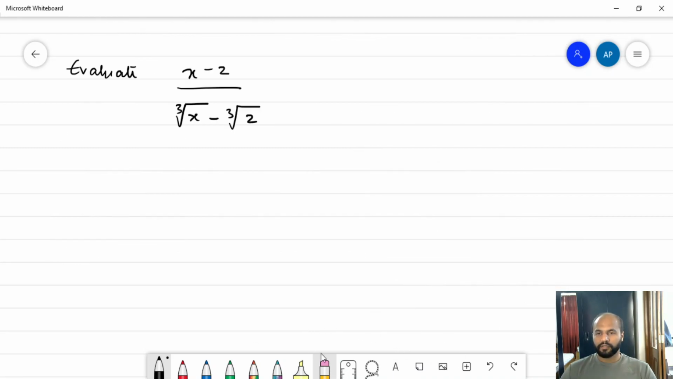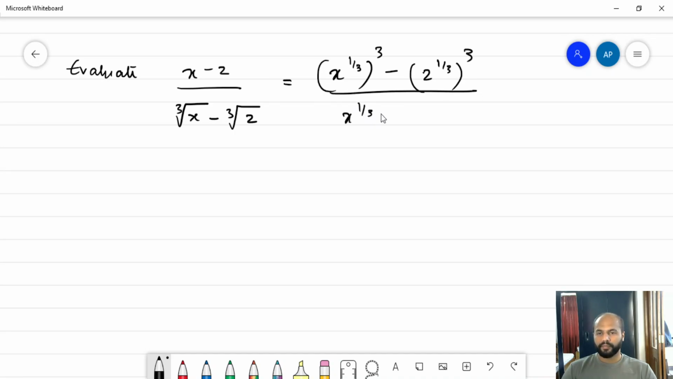Let's take another example. This time it's slightly different, wherein it is x minus 2 by cube root of x minus cube root of 2. Now if this is given, what we can do is we can write x as x raised to 1 by 3 cube minus 2 raised to 1 by 3 cube divided by x raised to 1 by 3 minus 2 raised to 1 by 3. That's what we get. So it means that this is the factor and this is the numerator.